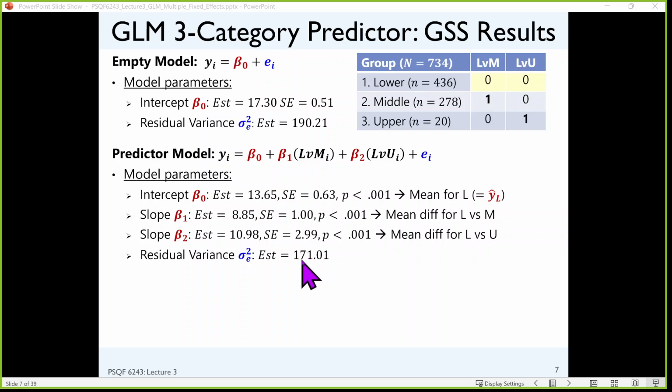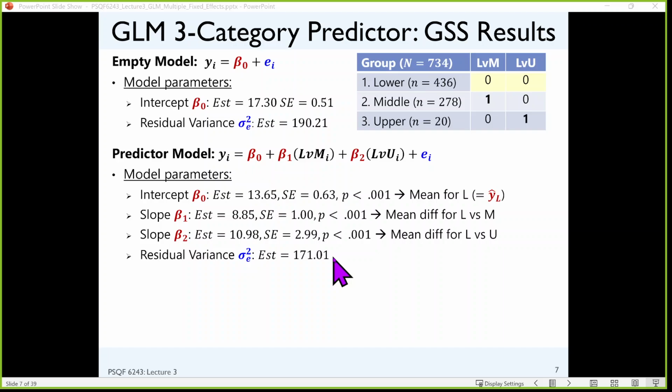And my residual variance, the variance of the e's that remains after factoring in which group someone's in, is down to 171. So we have explained part of the reason why people differ in income with what group they call themselves. Now, explain is a very generous term. These two variables are associated. But explained variance is what people call the reduction in E variance.